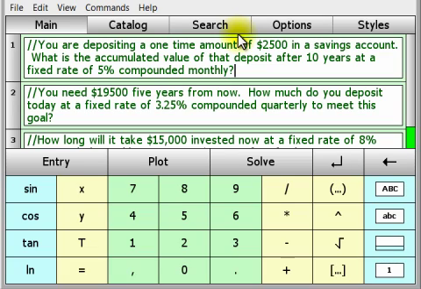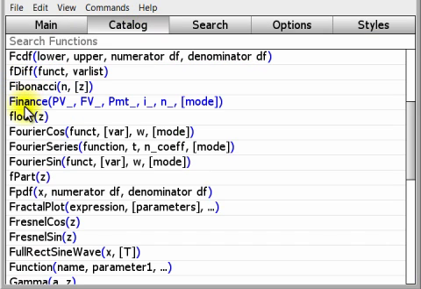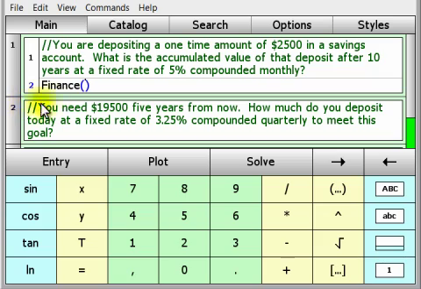You're depositing a one-time amount of $2,500 in a savings account. What is the accumulated value of that deposit after 10 years at a fixed rate of 5% compounded monthly? Alright, let's open up a sub-entry here by hitting the return button. And we want to calculate this, so we're going to need the finance command. Go into your catalog, find the finance command.